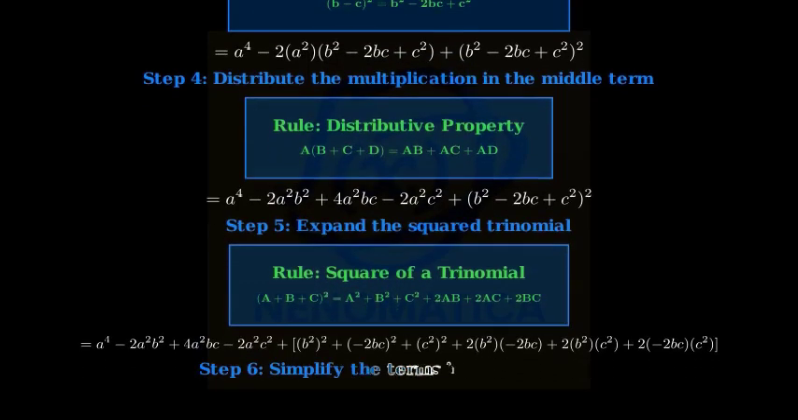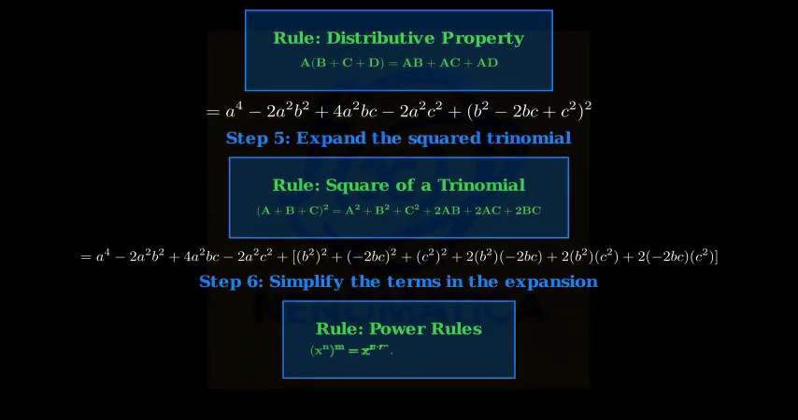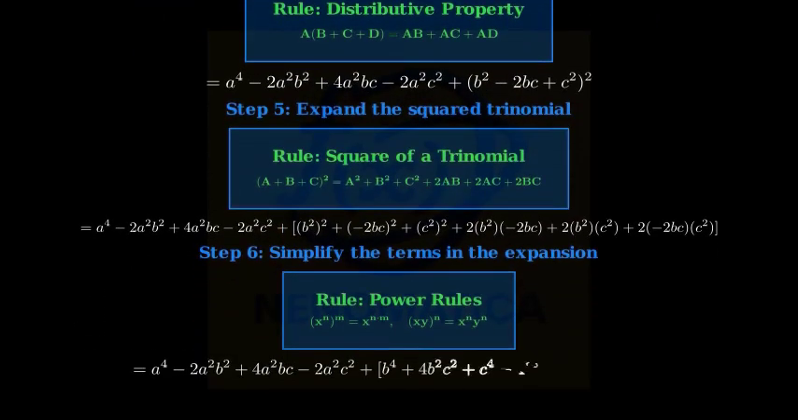In step 6, we'll simplify the expressions in the last term. b squared squared becomes b to the fourth. Negative 2bc squared becomes 4b squared c squared. c squared squared becomes c to the fourth. 2 times b squared times negative 2bc becomes negative 4b cubed c. 2 times b squared times c squared becomes 2b squared c squared. And finally, 2 times negative 2bc times c squared becomes negative 4bc cubed.